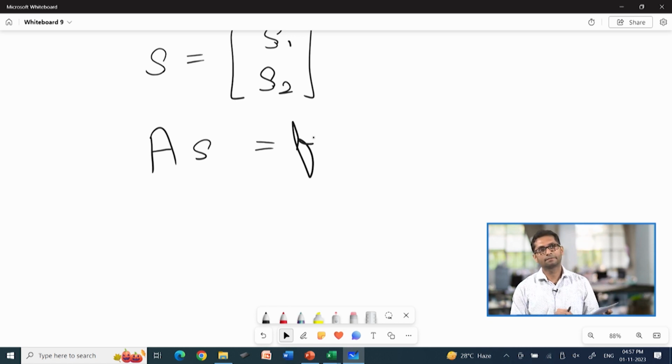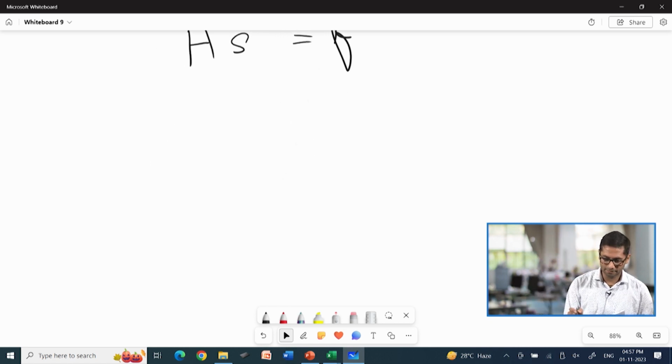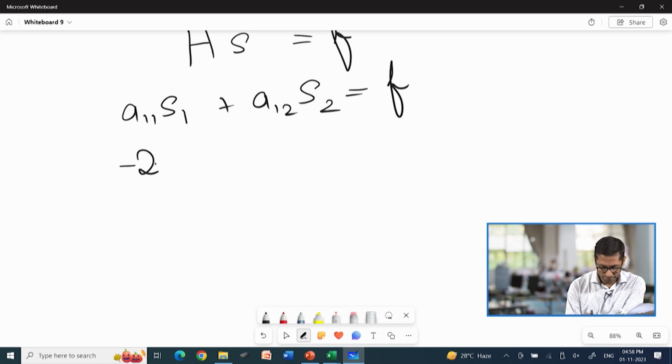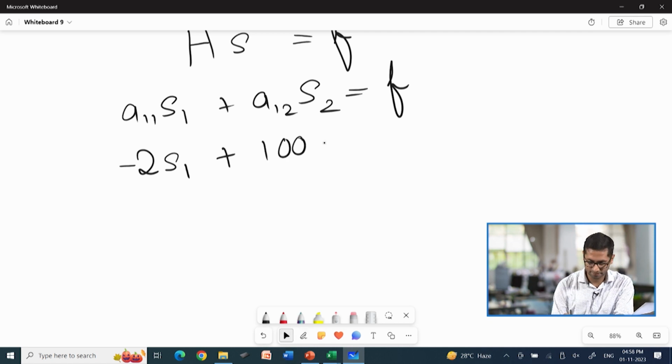Or I can say that we have the square matrix in terms of A, or if I write it in terms of the equation, we can have the elements A11 multiplied by S1 plus A12 multiplied by the factor S2 gives us F. In the first case, this would be minus 2 liters of fuel that is getting consumed multiplied by S1 plus 100 liters of fuel that is getting produced in the second process multiplied by S2, leading to a total of 0, because we do not want any fuel to be produced in the function unit.